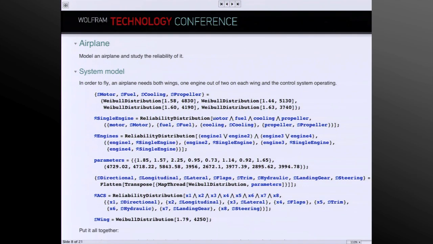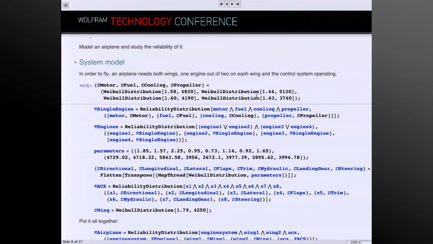One of the nice things here is that you can combine all these guys together into bigger reliability distributions. So let's look at an airplane here, where we have some distributions for different parts of the airplane, and we'll construct one engine based on those parts, and construct that as one reliability distribution. We can now go on and do the same thing for the complete engine system. So in this example, the airplane needs both wings, and one engine out of 2 on each wing, and of course the control system.